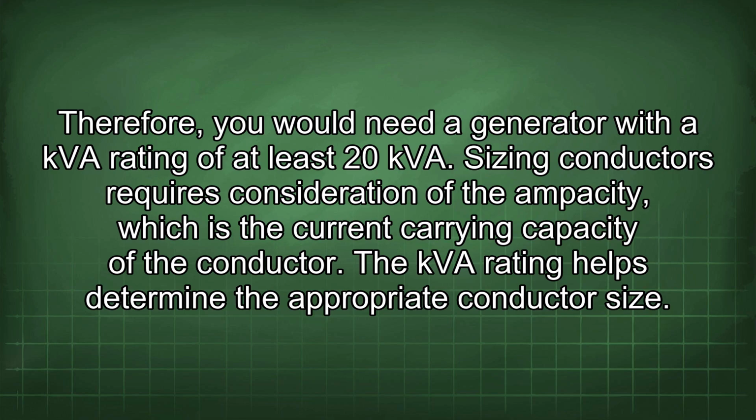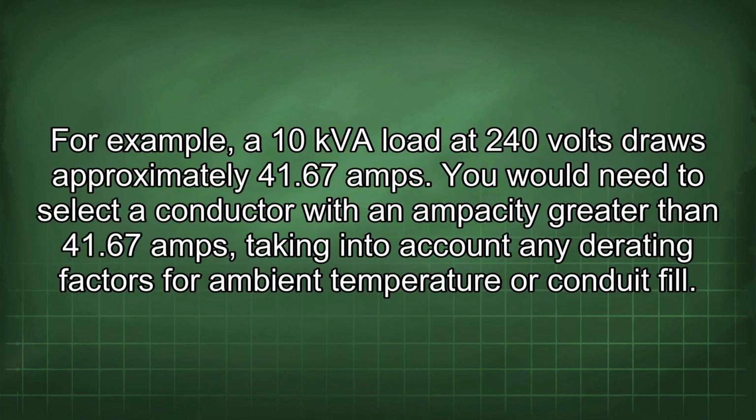Sizing conductors requires consideration of the ampacity, which is the current carrying capacity of the conductor. The kVA rating helps determine the appropriate conductor size. For example, a 10 kVA load at 240 volts draws approximately 41.67 amps. You would need to select a conductor with an ampacity greater than 41.67 amps, taking into account any derating factors for ambient temperature or conduit fill.